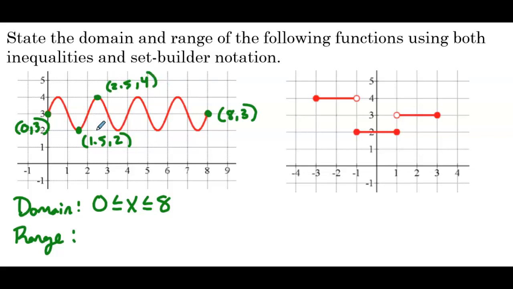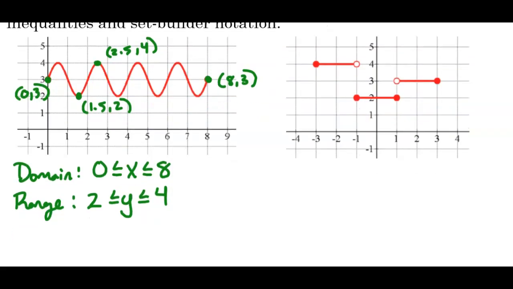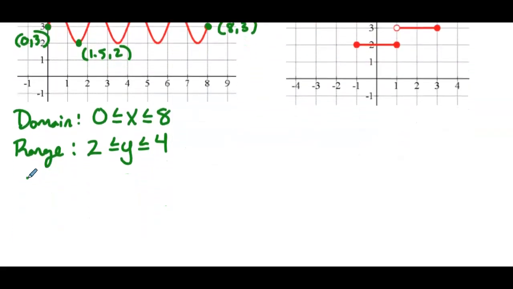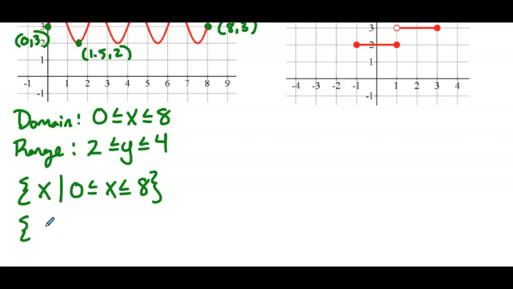So what's the lowest y value? The lowest y value is 2. The largest y value is 4. So y goes from 2, so 2 is less than or equal to y, which is less than or equal to 4. So now writing it in set builder notation, we'd have x such that 0 is less than or equal to x, which is less than or equal to 8. And then for the range, we'd have y such that 2 is less than or equal to y, which is less than or equal to 4.